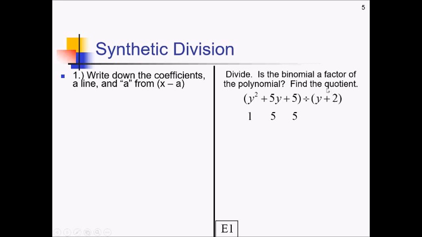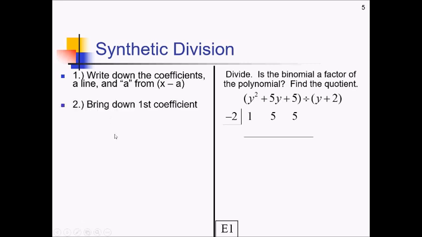So basically I'm saying whatever zeroes out this binomial factor. So in this case, that would be negative 2, because negative 2 plus 2 would give me 0. So I'm going to put a negative 2 in this box over here. I'm going to leave a little space and then write a line below my coefficients. And now the process continues.